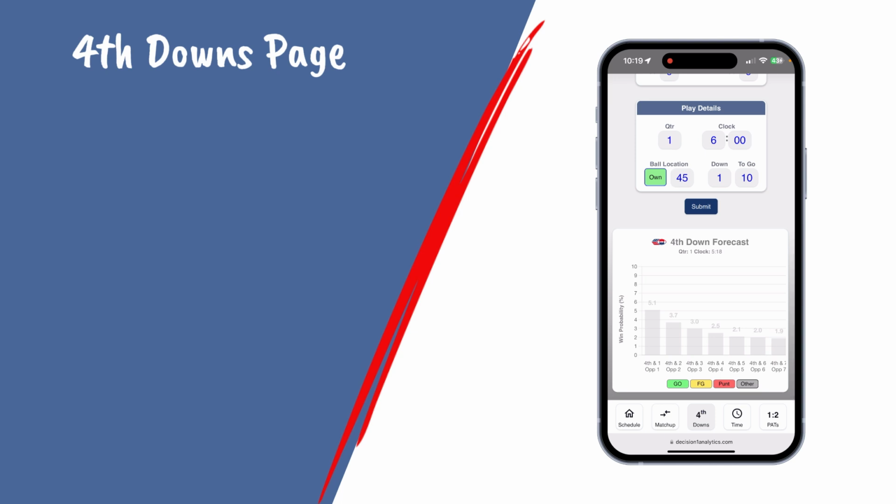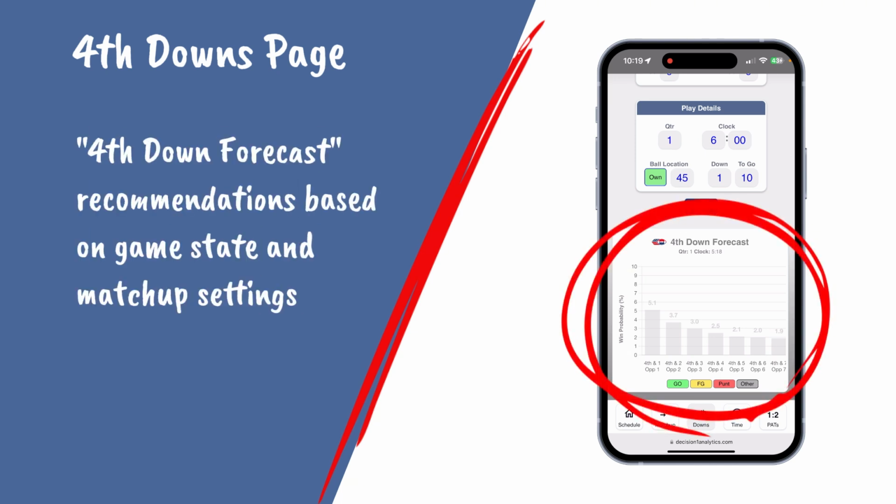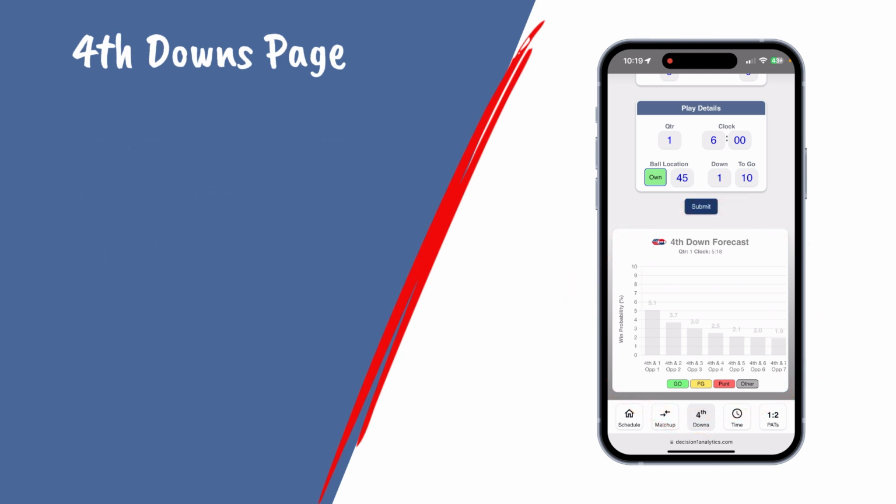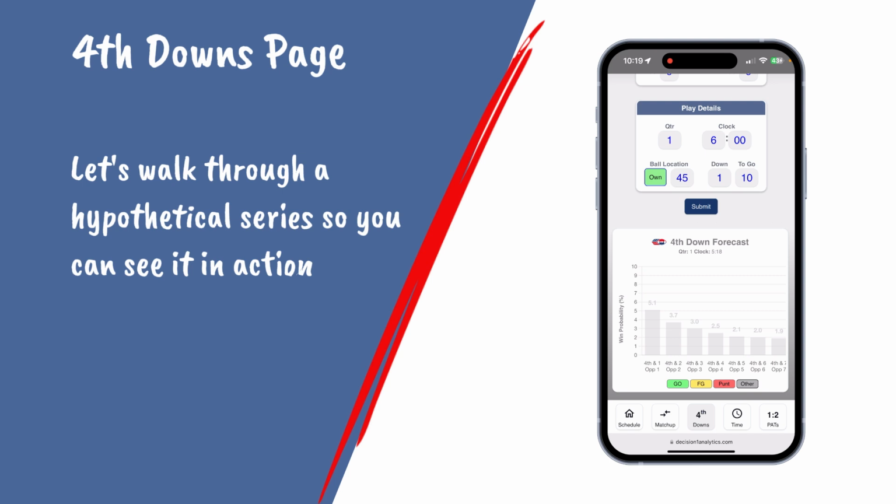At the bottom of the page is a fourth down forecast chart. This is where you'll see fourth down decision recommendations, and these are based on the scoreboard and play details from above, and the matchup settings we customized in the previous video. This default chart is grayed out, but we'll go over it in detail when we walk through some examples. So let's do it. Let's walk through a hypothetical series where we get 3 first downs, so you can see it in action.